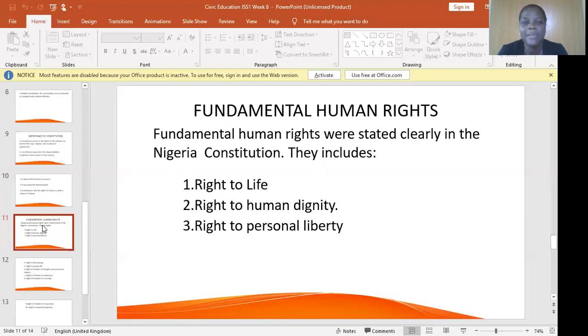The way people are being molested, degraded, the Constitution kicks against it. And that is why people who molest or derogate others do so at their own risk. If caught, they will face the law. And right to personal liberty. You have the right to your conscience. You have the right to choose. You have the right to your own religion that you want to practice, and so on and so forth.